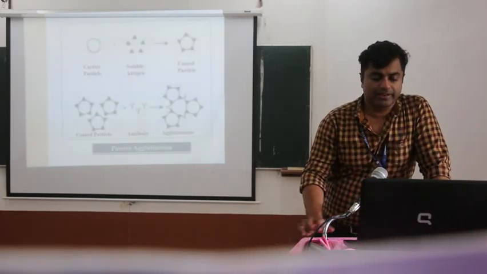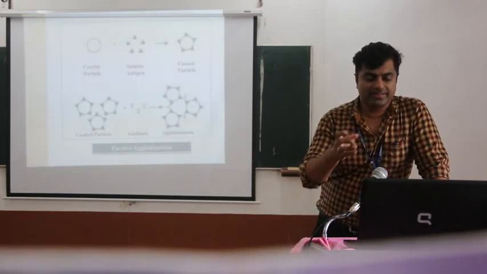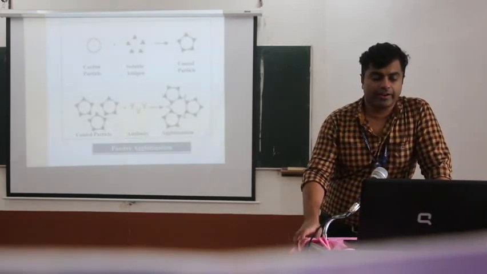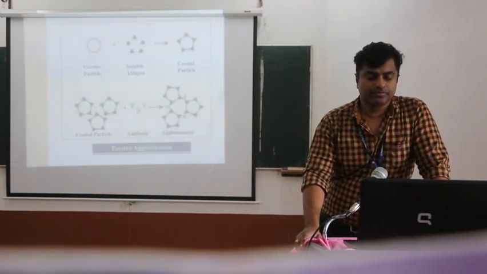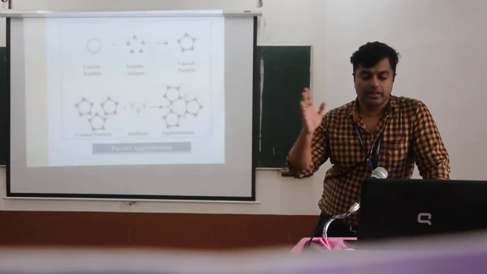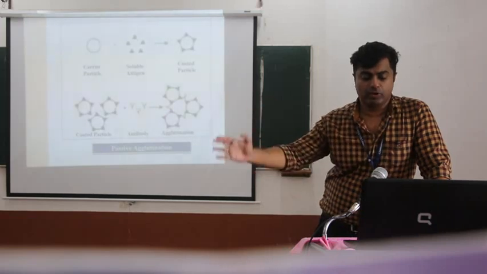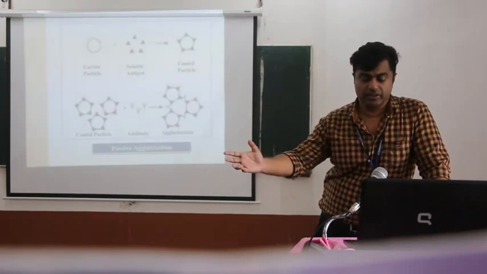So this is the diagrammatic representation for passive agglutination. Here we have a carrier particle and a soluble antigen, which is coated onto the carrier particle. The coated particle is there, and the antibody is produced. The agglutination takes place.